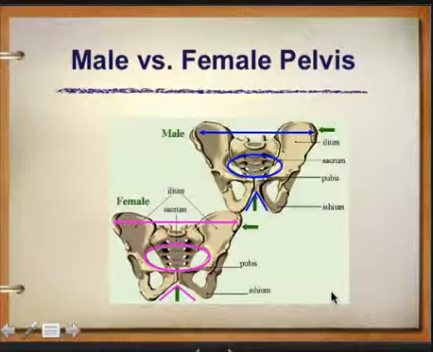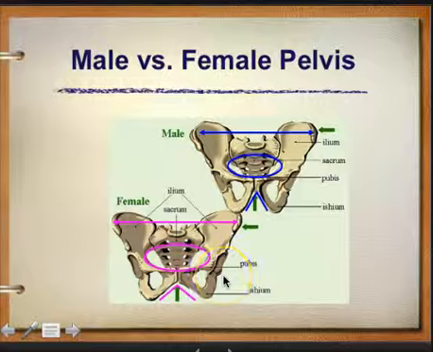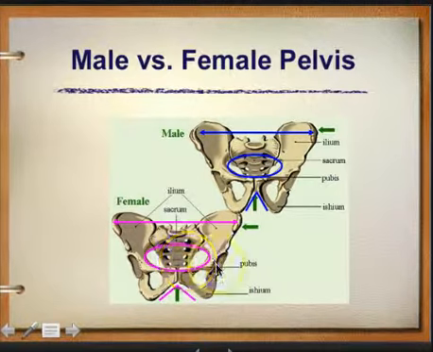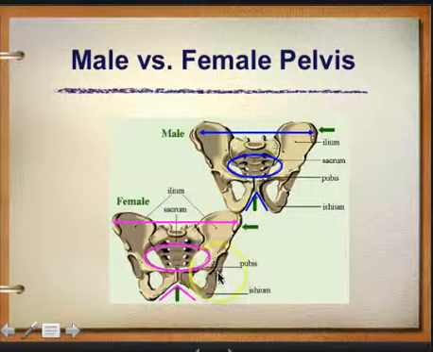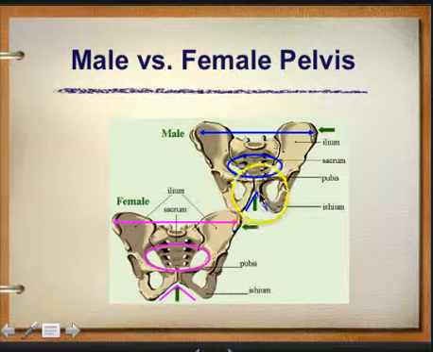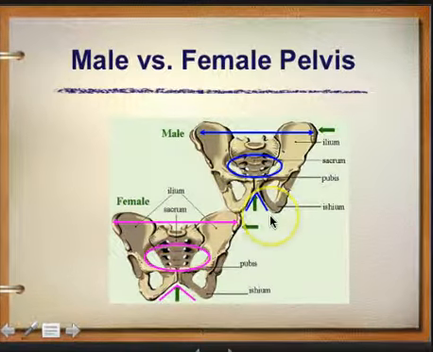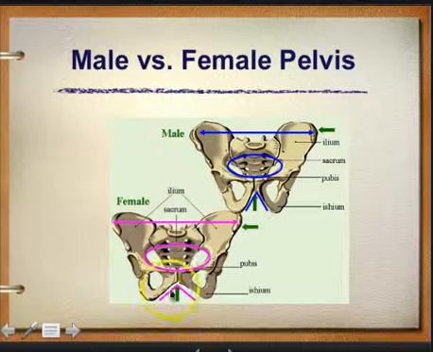If you look at the obturator foramen, you will notice in the female that it is much rounder and more oval in shape, whereas the male's is steeper. You can see the pubic arch in the male has a much steeper V shape, where the female's is wider.